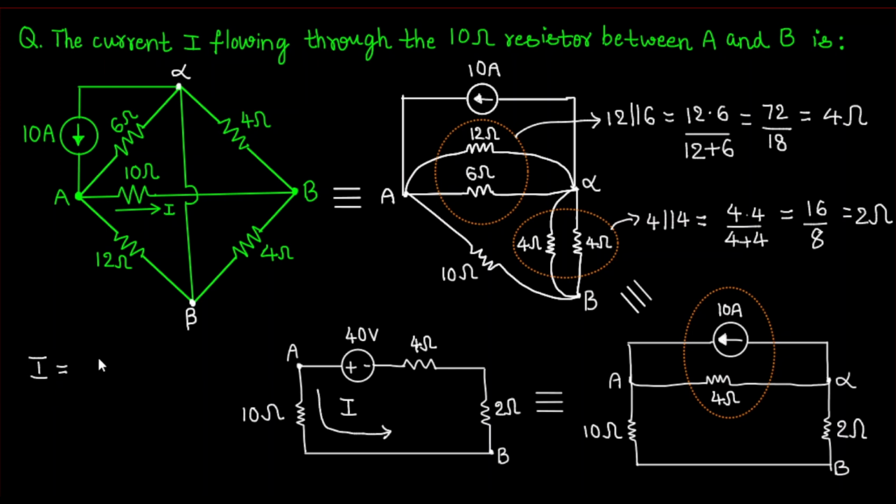So I is equal to V, which is 40 volts, by the total resistance in the network, which is 10 plus 4 plus 2, which is 40 by 16. 40 by 16 is 2.5 amperes. So the final answer which they are asking is 2.5 amperes.